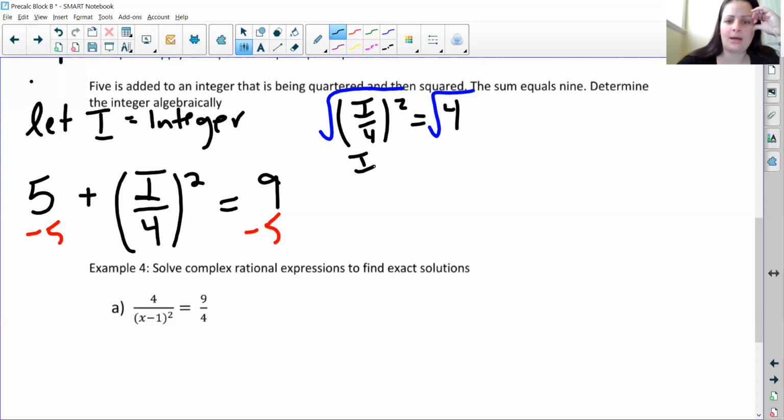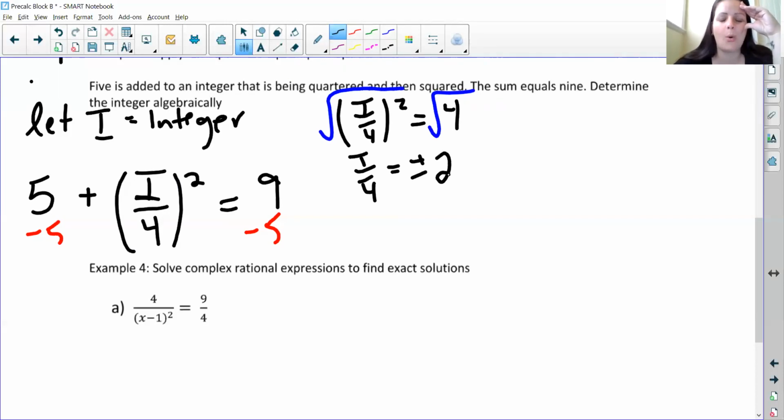So, because the square root of x divided by 4 squared, I apologize, I don't know why I said minus. When you take the square root, they cancel out and leave you with just x divided by 4. And it equals positive or negative the square root of 4, which is 2.